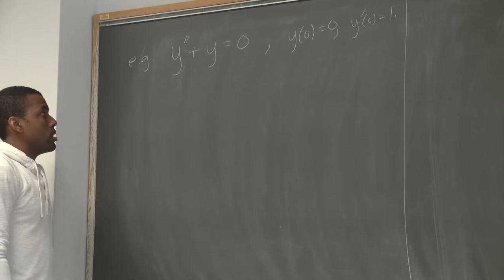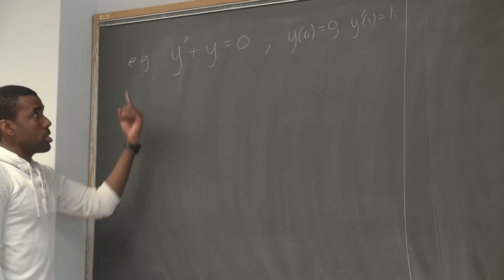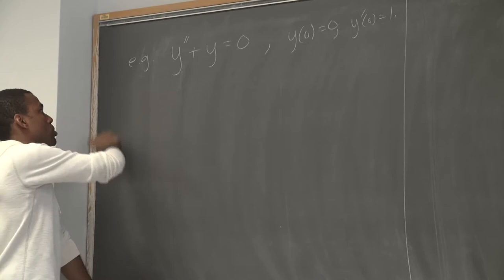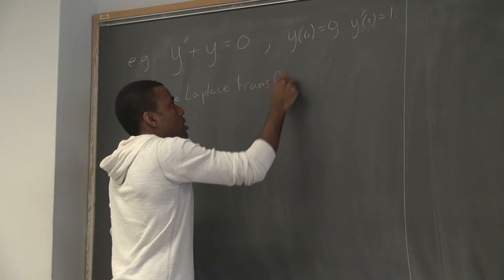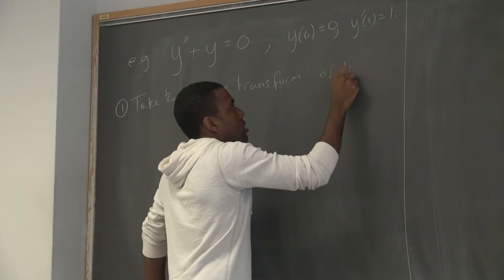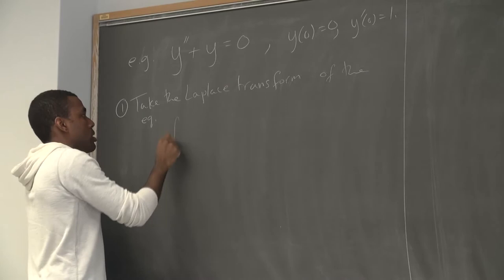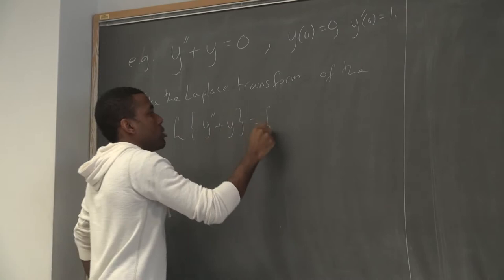So the idea is we're going to take the Laplace transform of this equation. So we're going to try to transform it. Which means I'm going to say the Laplace of y double prime plus y, so take the Laplace of both sides.